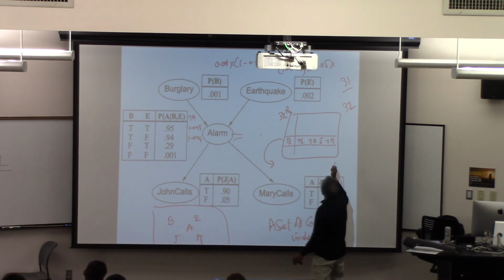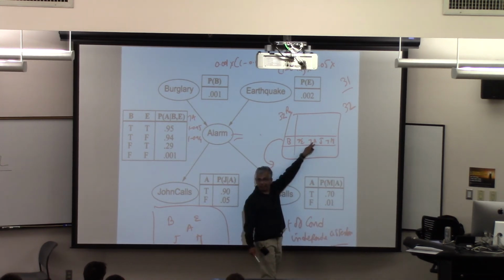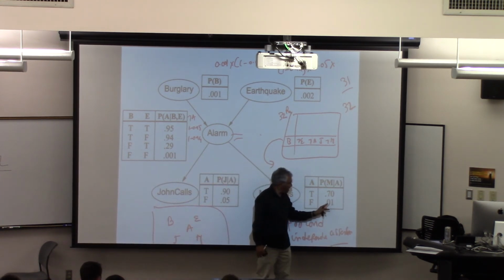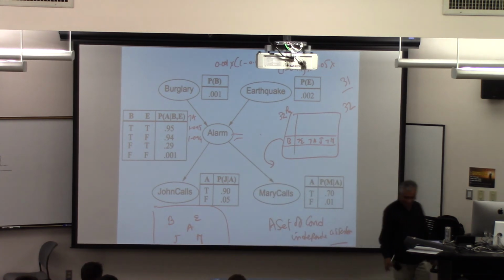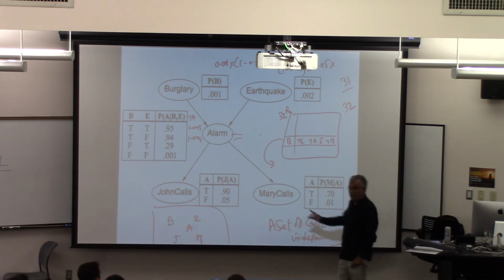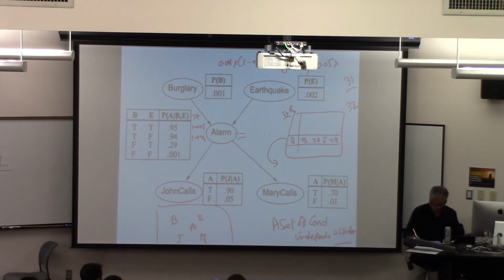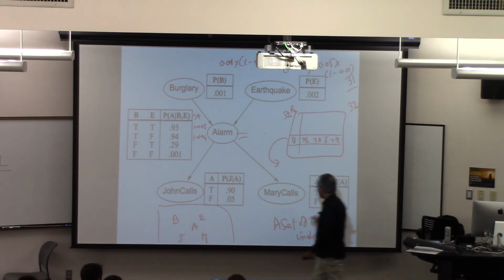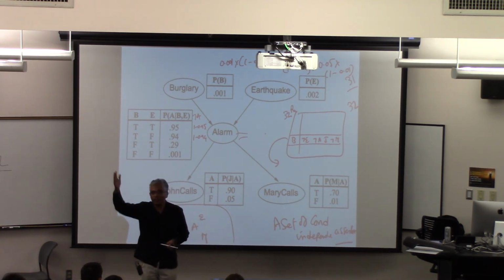So how do you read up not M? I need not M given not A because the parent is not A. Mary calling when there is no alarm is 0.01. Mary not calling is 1 minus 0.01. So Mary is even more of a not calling person. Anyway, so that's it. Then you whip up your calculator, multiply the numbers, you got the number.